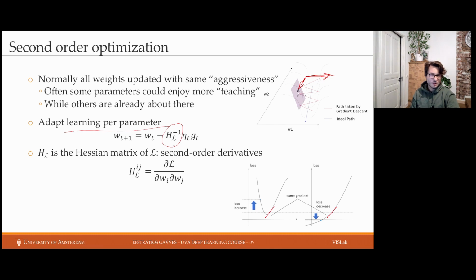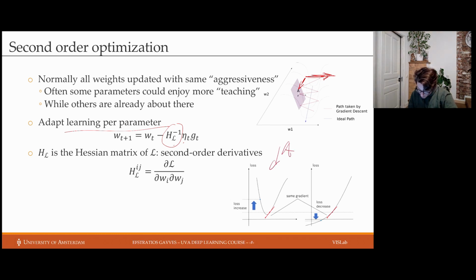So the inverse Hessian is basically, you can think of it as the inverse of the partial derivatives. If my second order partial derivative is very high, then the learning rate becomes smaller, and the other way around.